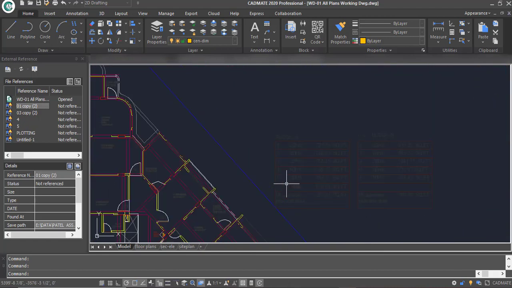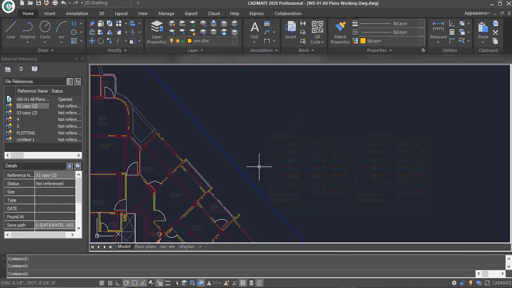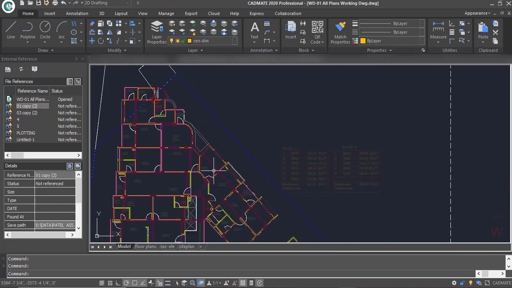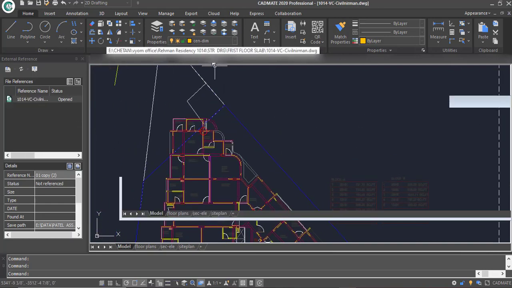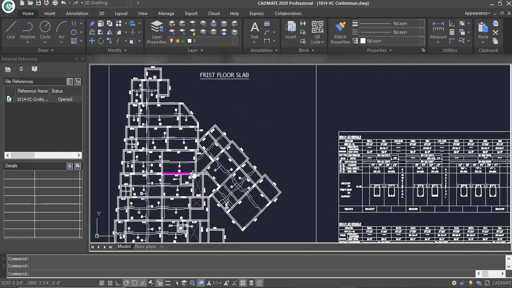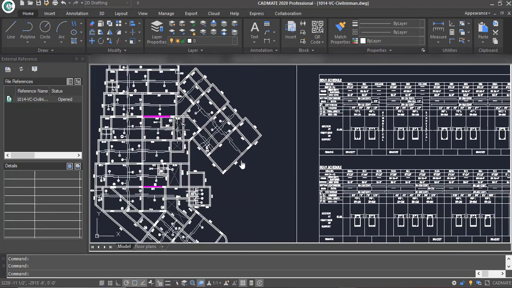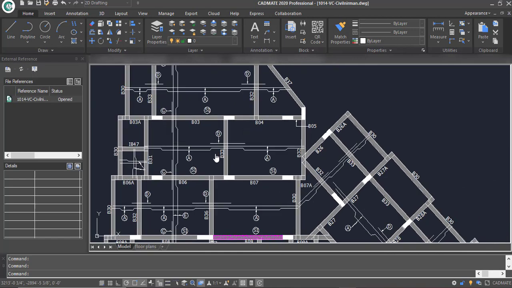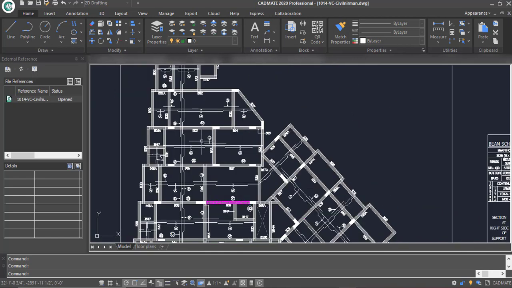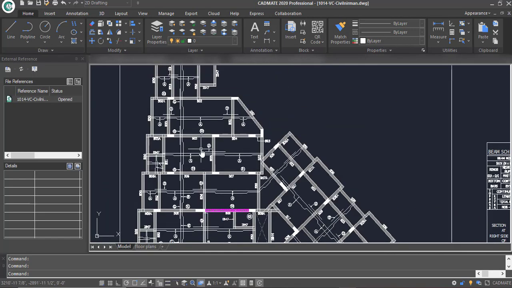I have provided you one example over here. This is the sample of the architectural drawing, and for the same building we have the detailing part in terms of reinforcement which was developed by the structural engineer. Now let's move further.